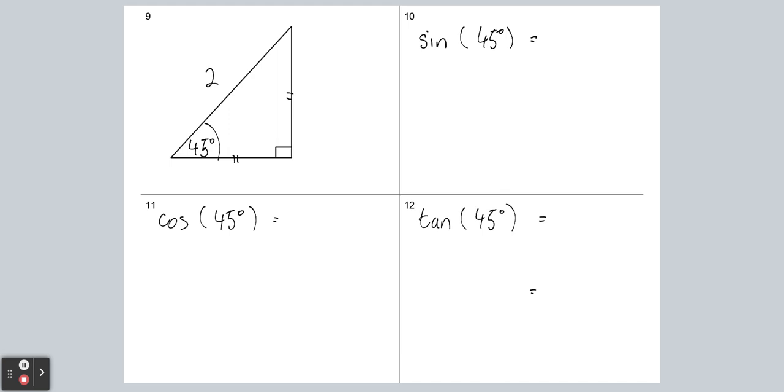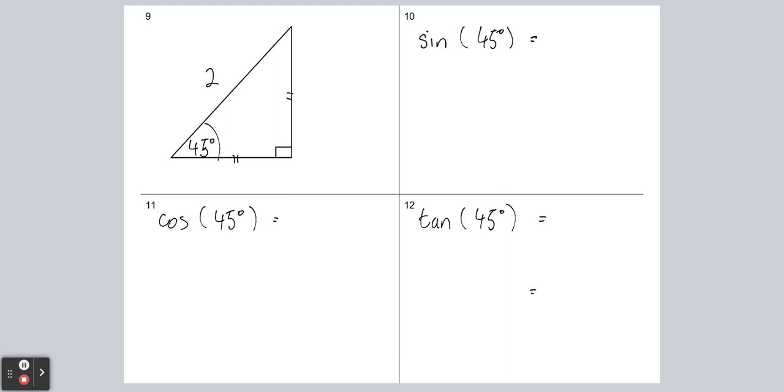Here's another triangle to consider. This triangle is an isosceles triangle. If it's a right-angled isosceles triangle, then there's only 90 degrees left for these two, and we know that in an isosceles triangle, the base angles are the same, and therefore they both must be 45 degrees.